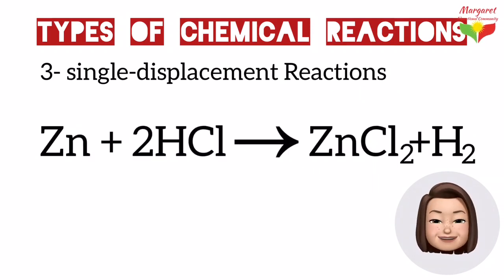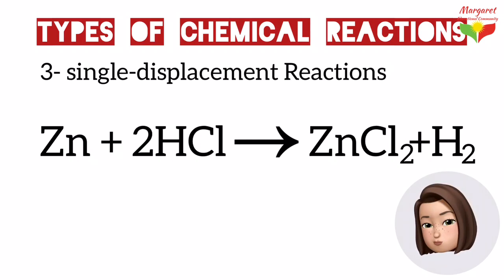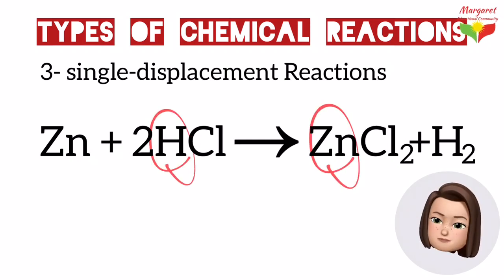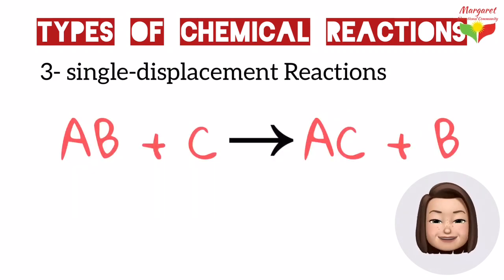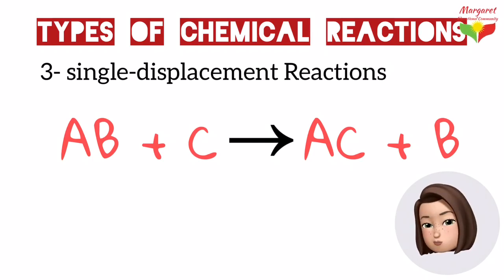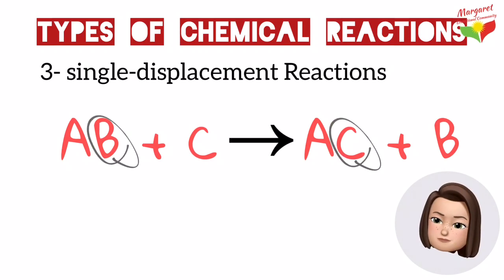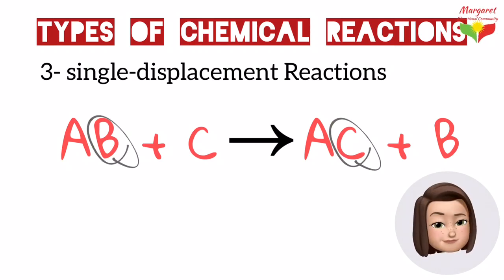For example, zinc replaces the hydrogen in hydrochloric acid to form zinc chloride and hydrogen gas. This is single replacement because only a single element is replaced with another one. By letter, it will be AB plus C forming AC plus B. The B will be replaced with C.